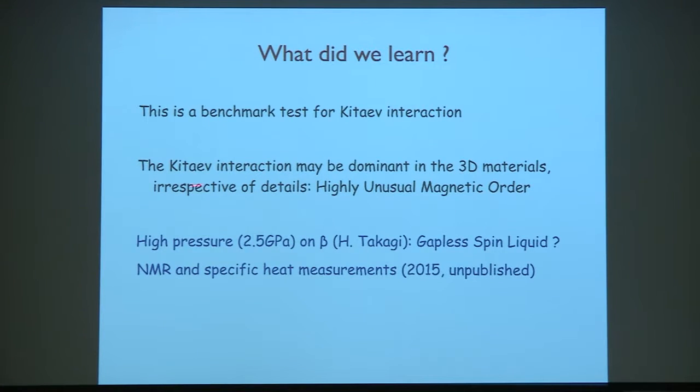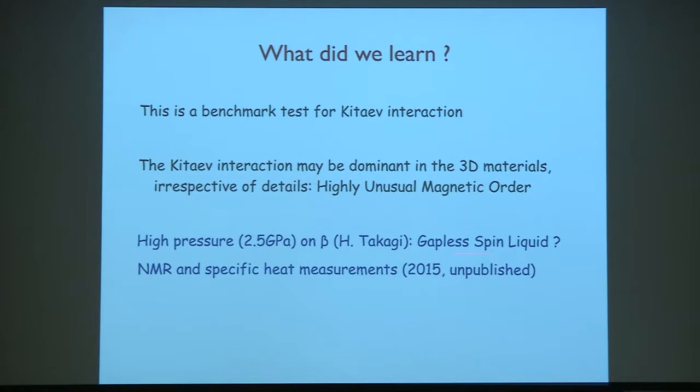Secondly, the Kitaev interaction is actually dominating in this three-dimensional material. Also, very recently, when you apply 2.5 gigapascal on the beta material, there's also a high pressure experiment on the gamma materials too. It turns out that the magnetic order disappears.